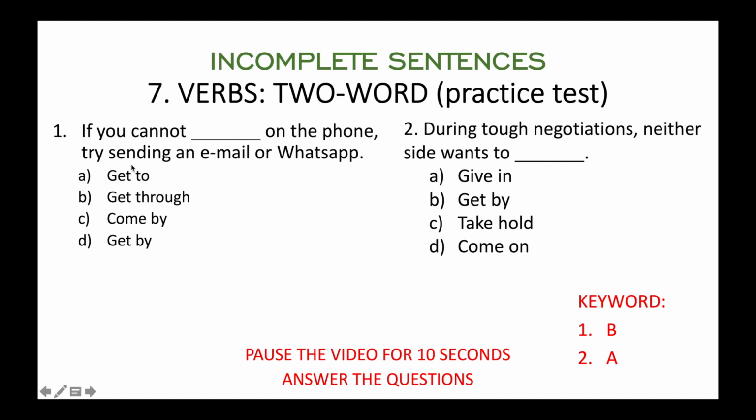Number 1, the answer would be B. Why is it so? Because the list of the options over here has different meanings. Here are the meanings. If you cannot reach someone on the phone, try sending an email or WhatsApp. So the answer would be B. If you cannot, mengangkat, or calling, what is it? Calling your friend's phone. Number 2, during tough negotiations, neither side wants to.